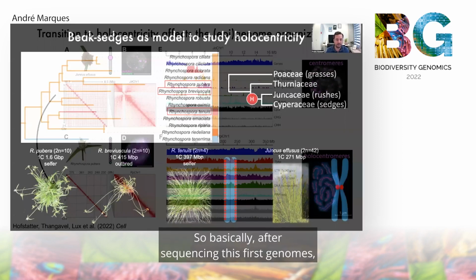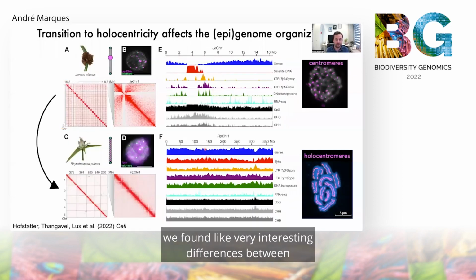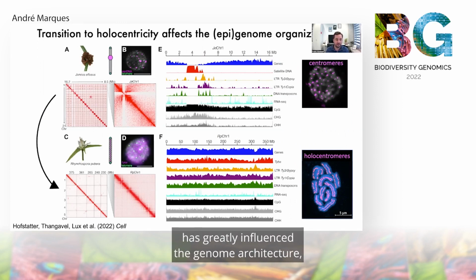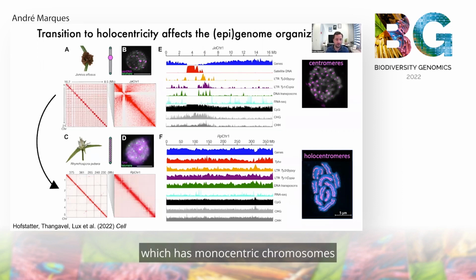After sequencing these first genomes, we found very interesting differences in the genome organization of these species. We found that the transition to holocentricity has greatly influenced the genome architecture and also the distribution of the main genomic features. In Juncus, for instance, which has monocentric chromosomes, the Hi-C pattern is very typical for a monocentric species, with long-distance high interactions between the 2 chromosome arms, and also some interactions between different chromosomes.